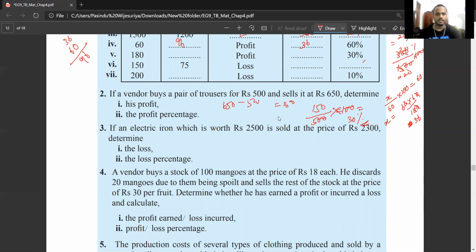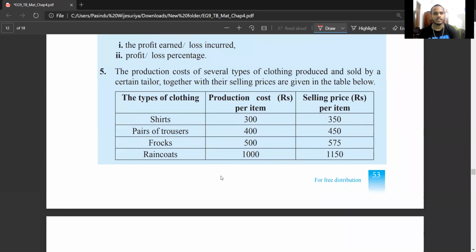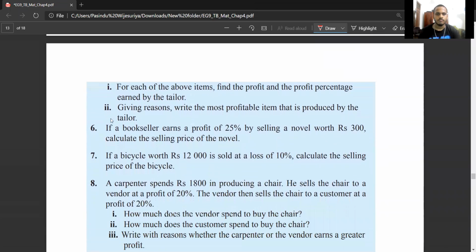Yes, so let's go a bit down to complete. If a bookseller earns a profit of 25% by selling a novel worth 300, calculate the selling price. Okay, so this is the price that he bought it, right? So they're asking for the selling price. So to get 25% profit, you can do this in two ways. One way is you multiply 300 by 25%, and you add that to the initial 300.